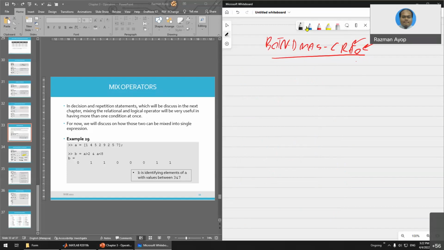Okay, so you have to solve the relational first, and then you have to solve the logical. So B is equals to A is 1452927 less than 8, more than 2 and 1452927 less than 8. So you have to change this. You have to solve this first, the left side first.